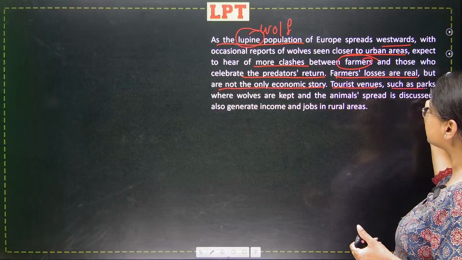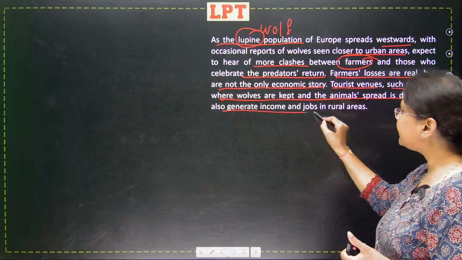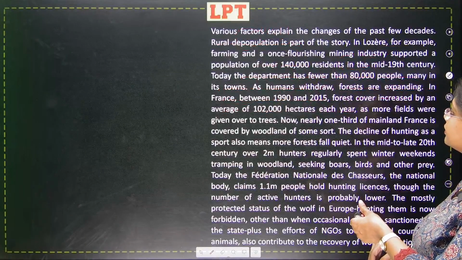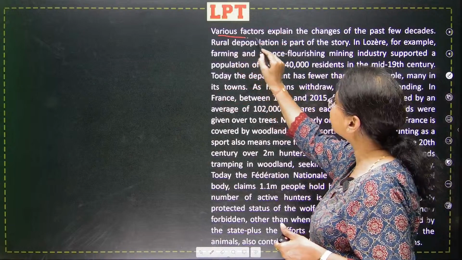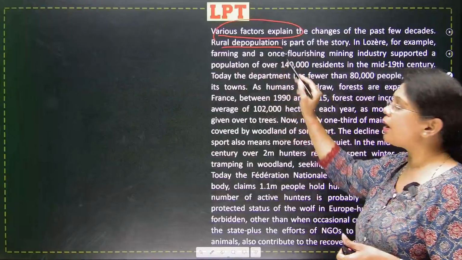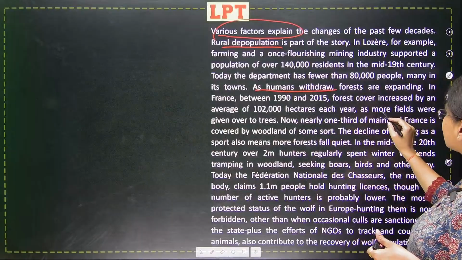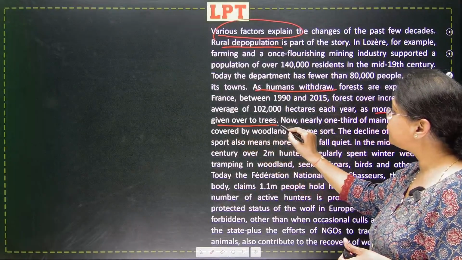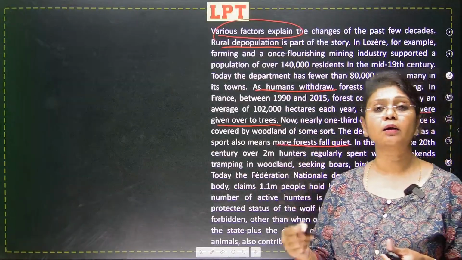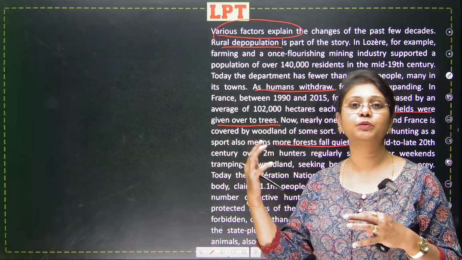Tourist avenues such as parks where wolves are kept and the animal spread is discussed also generate income and jobs in rural areas. If you go back further, it has talked about various factors that explain the changes of the past few decades. It talks about rural depopulation, as humans withdraw, as more fields were given over to trees, and that more forests fall quiet. So you are talking about the reasons responsible for the return of these wolves to the place.